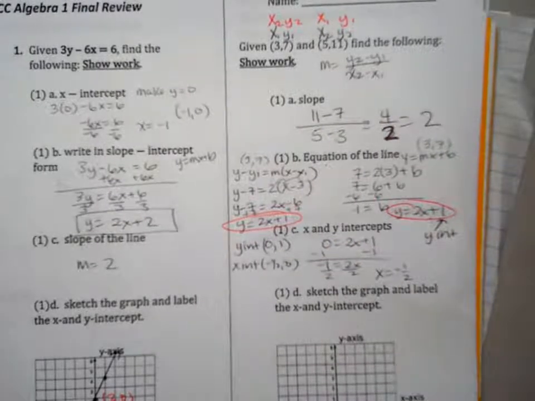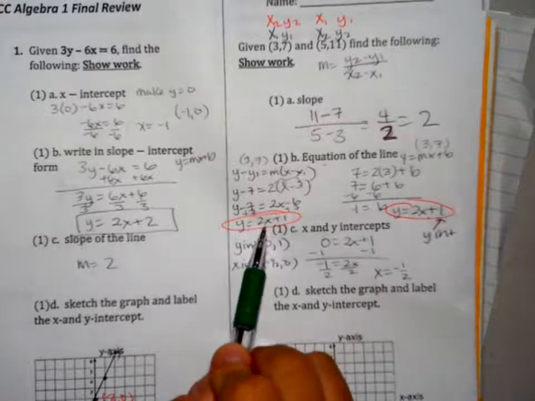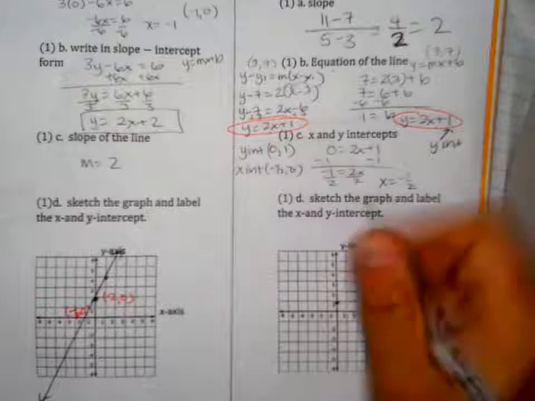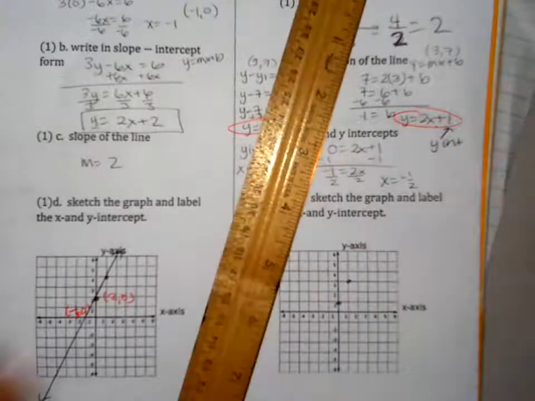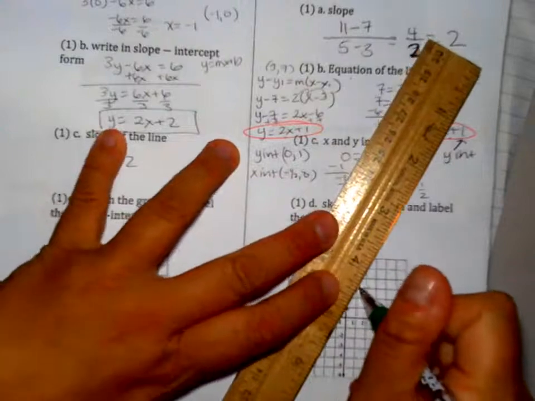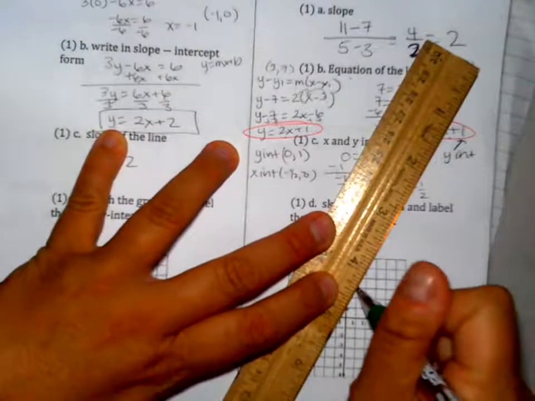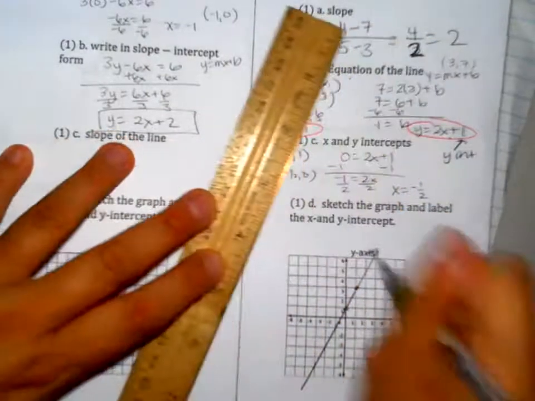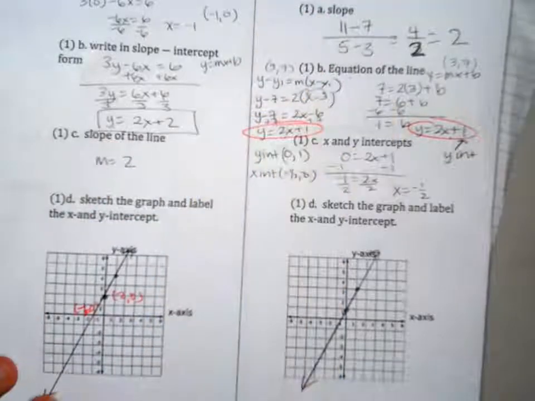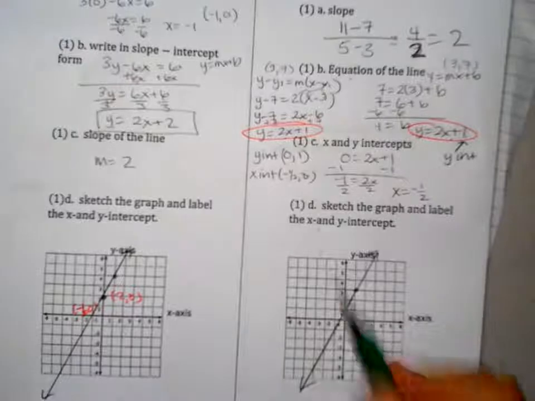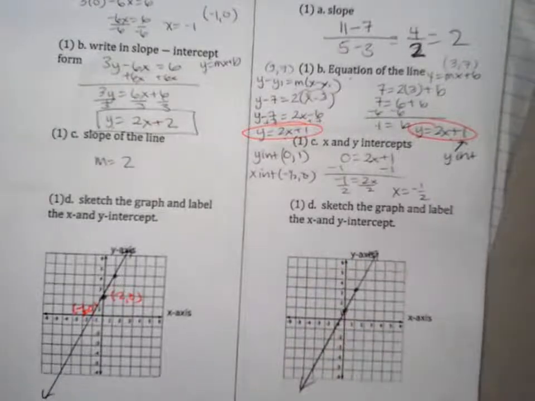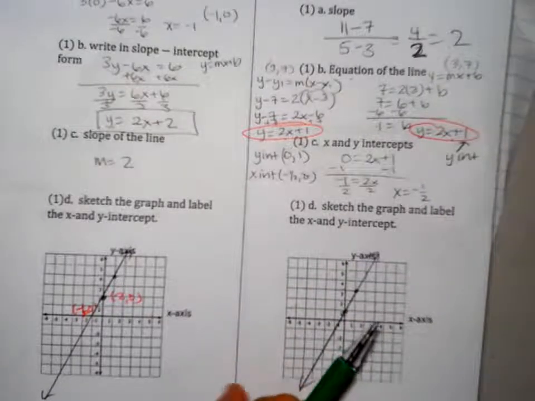And then you can graph your line. I have my equation right here, y equals 2x plus 1. So starting at 1, you're going up 2 over 1. Connect dots. My y-intercept, we know, it's right here. It's at 1. My x-intercept's at negative 1/2. Pretty close. So you're all good with that.